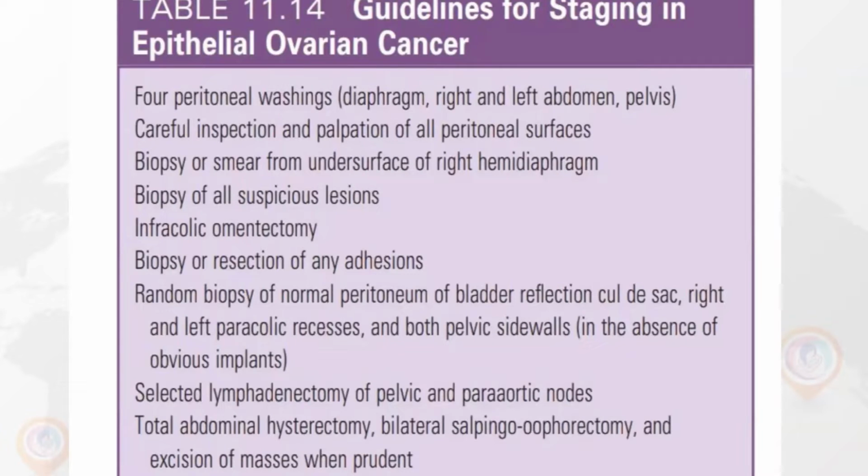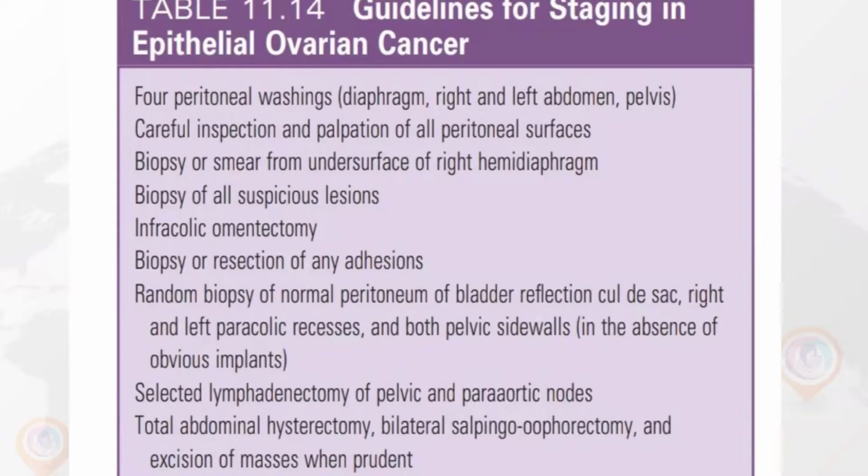You need to take the peritoneal washing from all the quadrants of the abdomen, careful inspection and palpation of all the peritoneal surfaces, and you need to take peritoneal biopsy from the undersurface of the diaphragm, from the pelvic tissues, from the bladder reflection cul-de-sac, right and left paracolic recesses, the pelvic side wall. So this is what is known as random peritoneal biopsy.